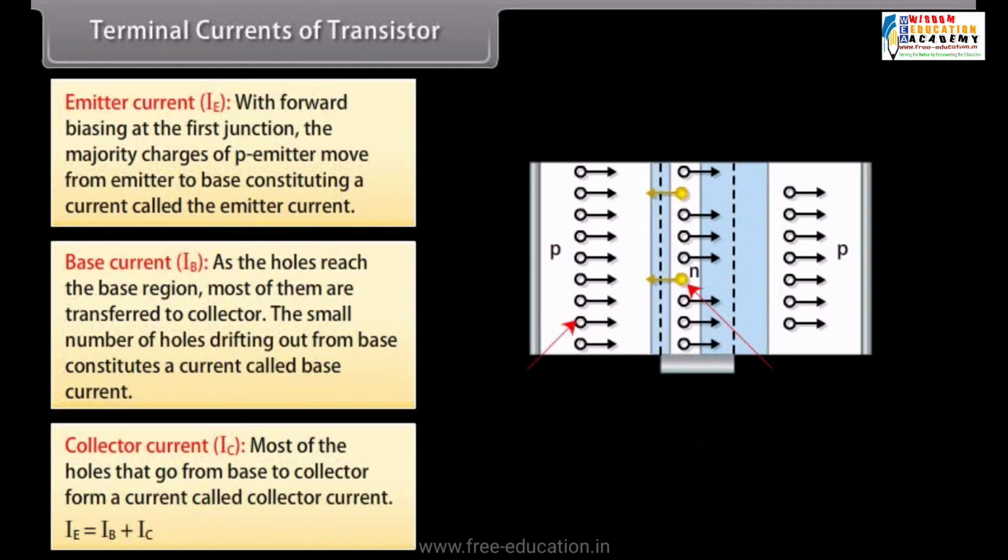IE is equal to IB plus IC. The current concepts are all the same in PNP and NPN, except for the fact that all currents are directed opposite in the two cases.